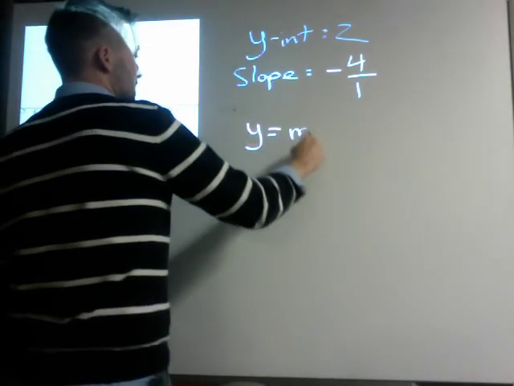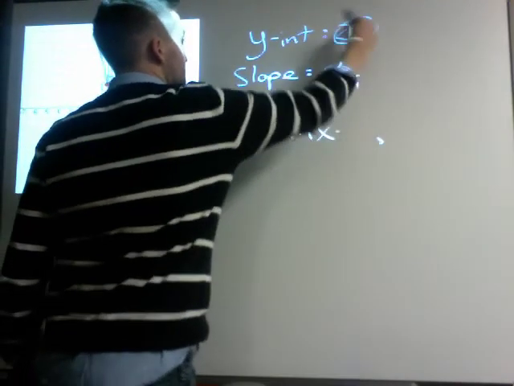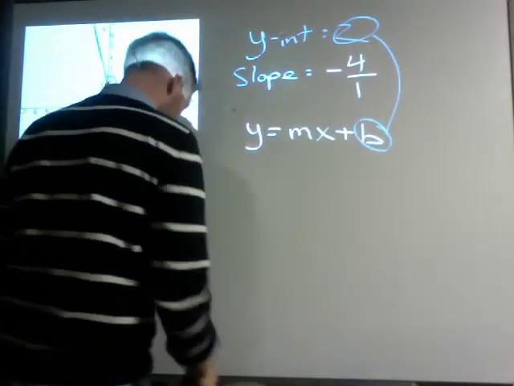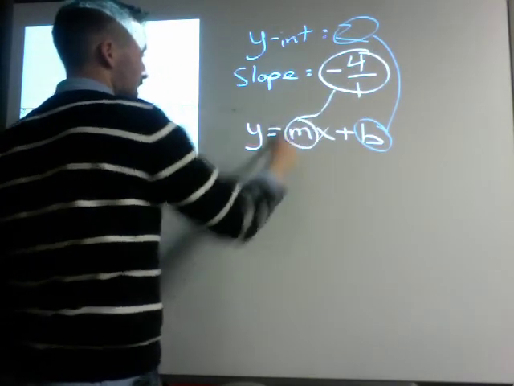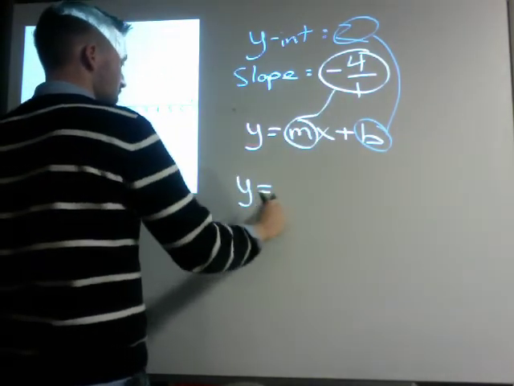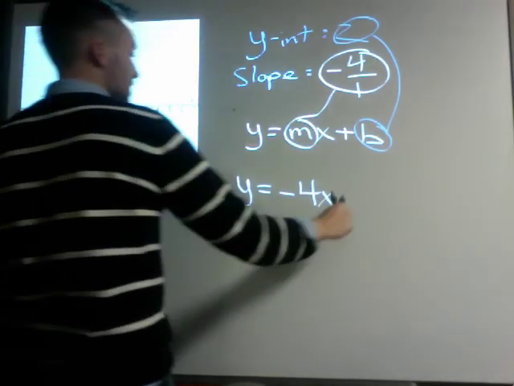Write it in slope-intercept form. Your intercept is your b, put that 2 at the end. Your slope is negative 4, put it with the x. Y equals negative 4x plus 2.